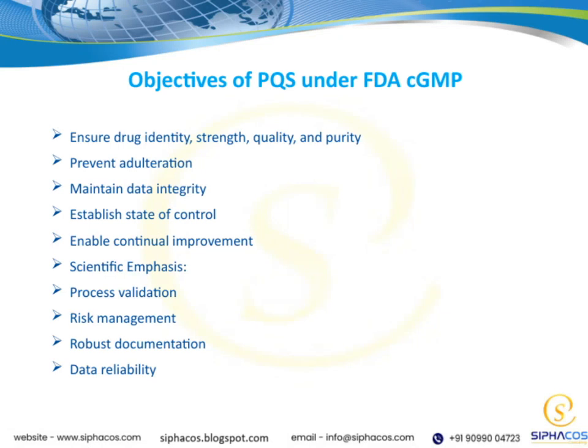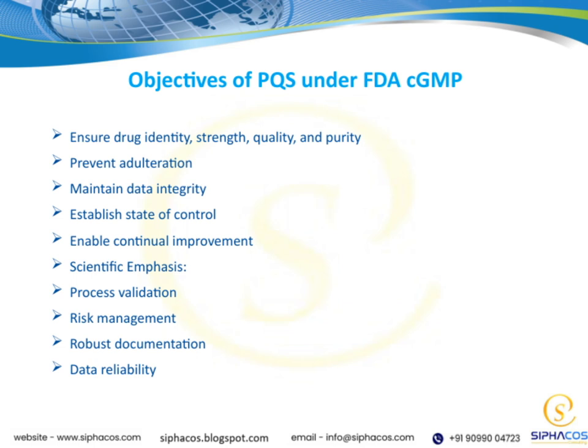Today, I want to talk about the objectives of the Pharmaceutical Quality System, or PQS, under FDA CGMP regulations. The main goal here is to ensure the drug's identity, strength, quality, and purity. This means making sure that every batch we produce matches the intended specifications and is safe for patients. Another critical objective is to prevent adulteration, which involves stopping any contamination or tampering that could compromise the product. We also need to maintain data integrity. This is vital because accurate, reliable data is the foundation for making sound quality decisions and ensuring compliance.